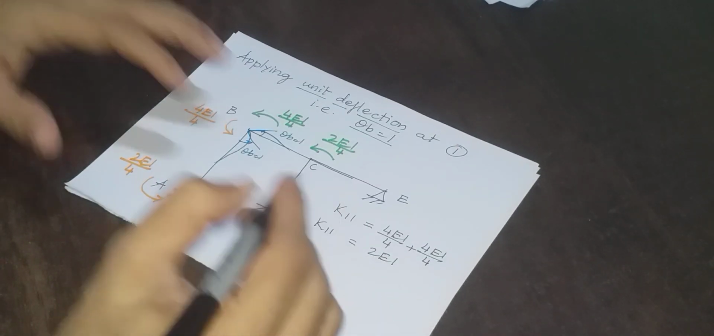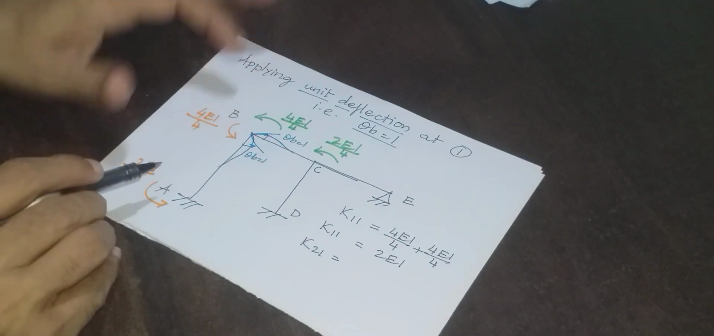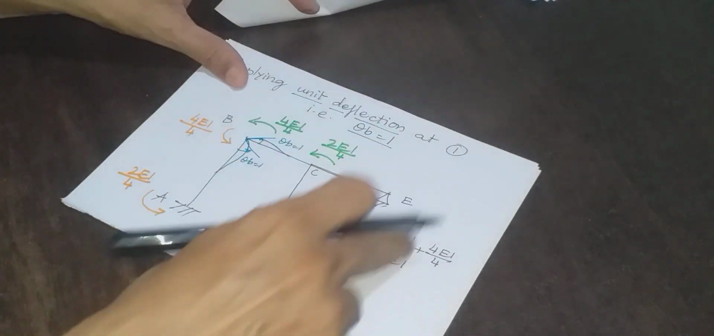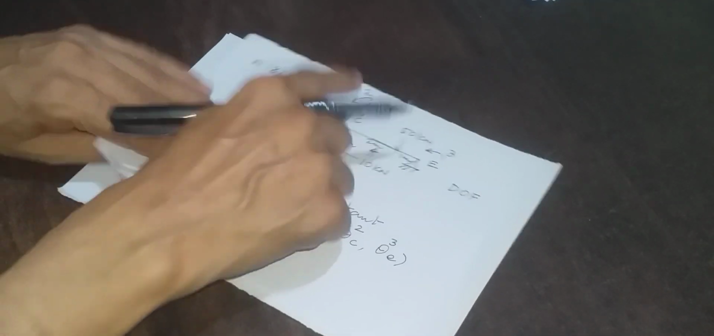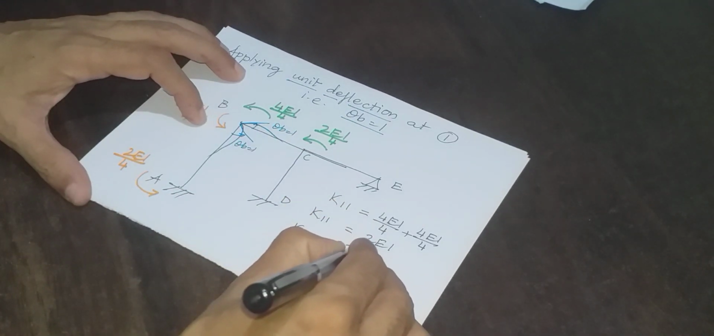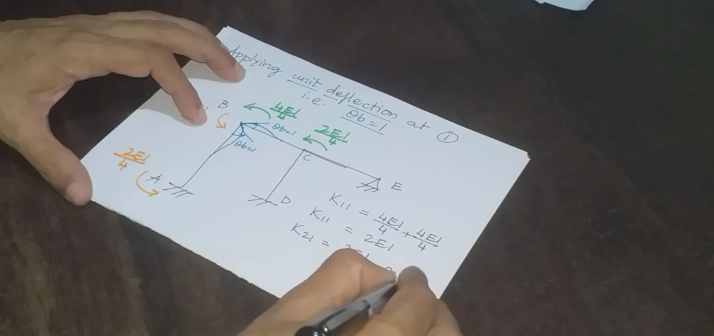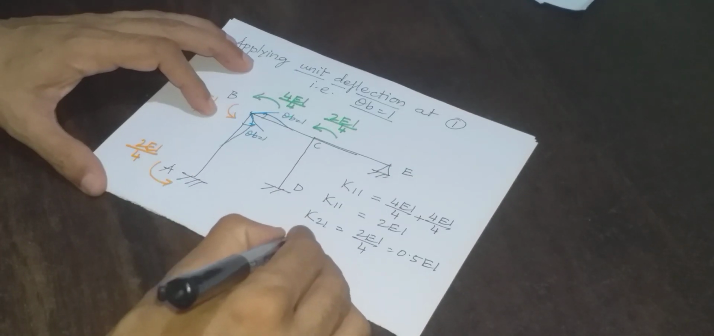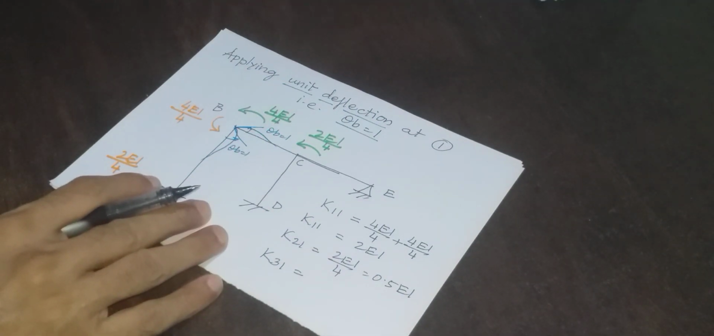Now, what is K21? Force at coordinate 2 due to unit deflection at coordinate 1. This is the diagram of unit deflection at coordinate 1. Coordinate 2 is the anti-clockwise deflection at C. So what is the anti-clockwise force at C? It is 2 EI by 4, that is 0.5 EI. And last one, K31: force at coordinate 3 due to unit deflection at coordinate 1.